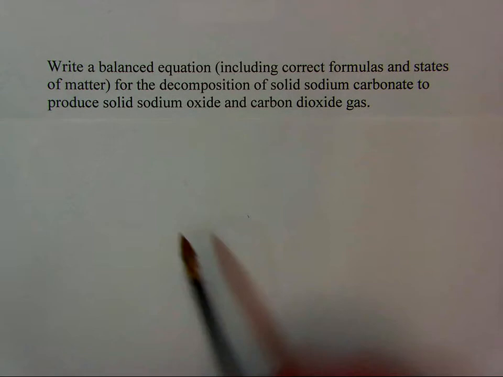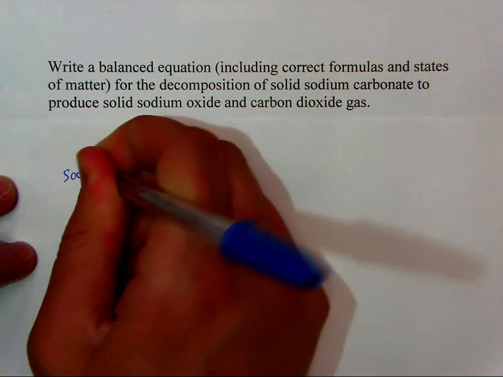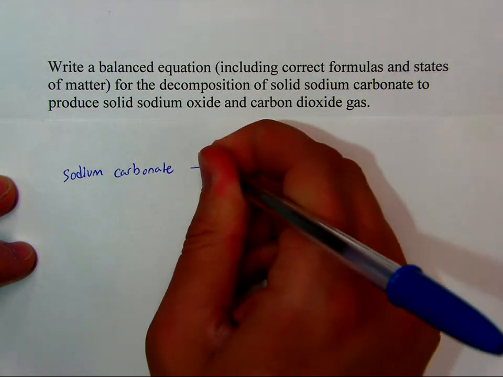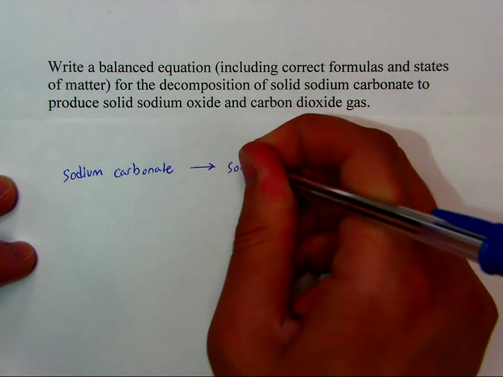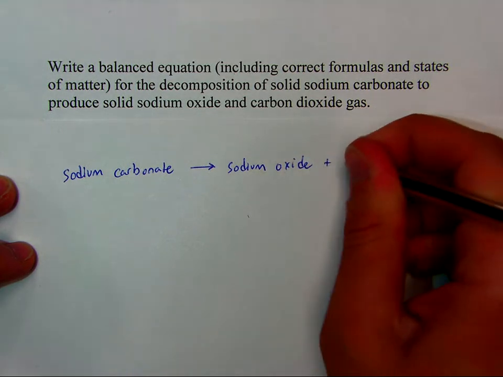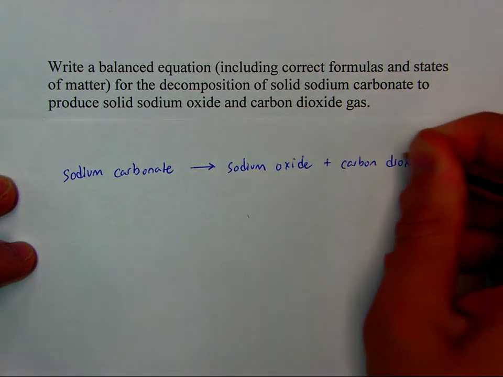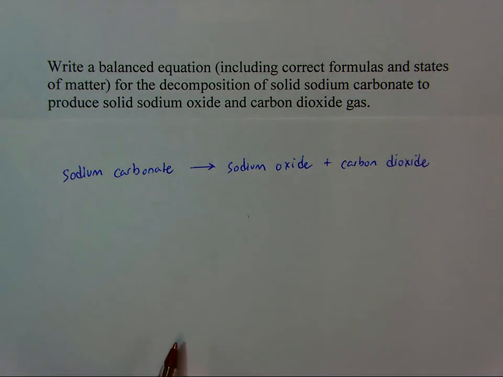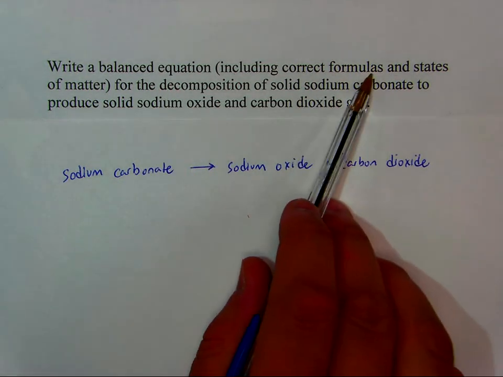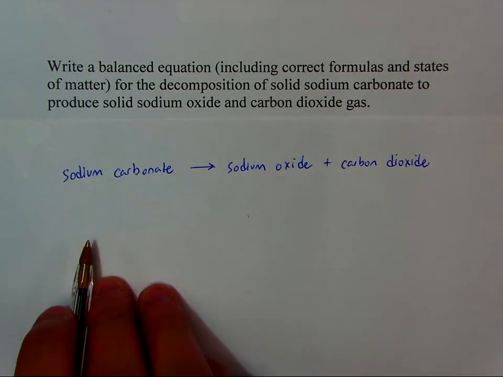Okay, so we've got that identified here, so let's write that stuff down now that we know it. Sodium carbonate is our reactant. Our products are sodium oxide and carbon dioxide. Okay. The next thing we need is the formula for each of these things. Okay. So we're going to go through one by one and figure out what each of their formulas is.